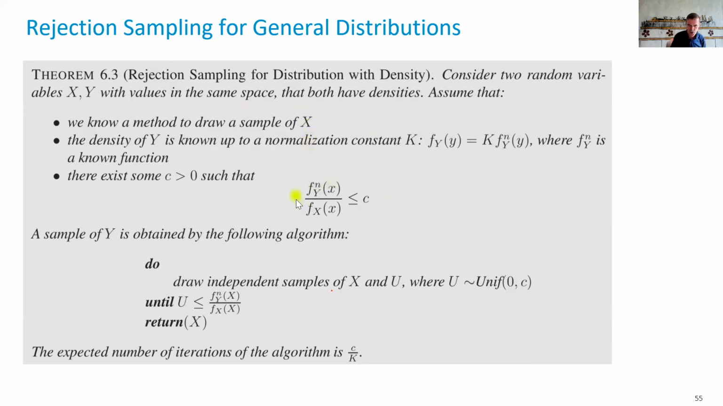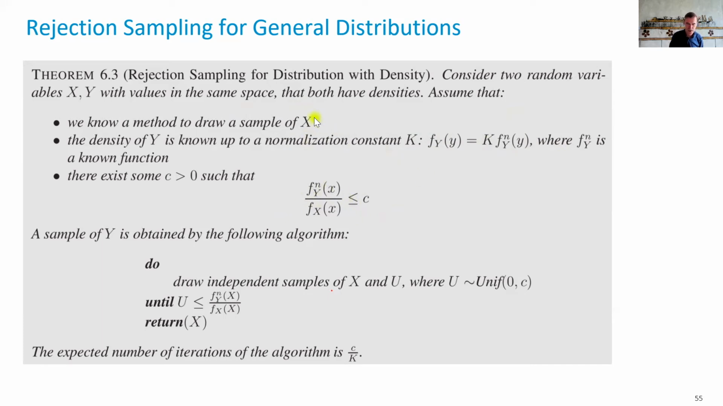Also, I must know an upper bound on the ratio of the function of interest and the PDF of the function from which I can sample. In particular, this PDF should be positive, should not be 0 here. So I must know an upper bound here. And then I do the following.